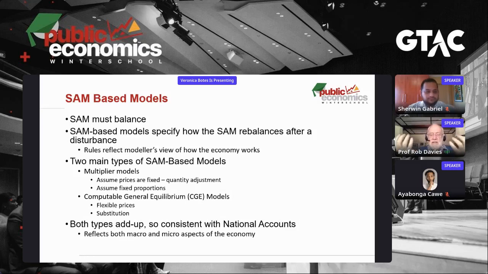But in the CGE model, a computable general equilibrium model, we have flexible prices. When the demand for something rises, the price may go up, and then people adjust to it, and firms adjust to it. If wages rise, not only do costs of production rise, but the incomes can rise, and people can make adjustments to those things. So the CGE models are more flexible. Both types, they add up. They're consistent with the national accounts, and this is an important thing.